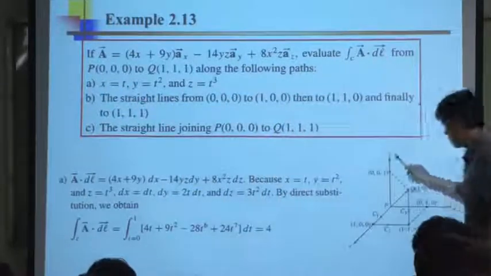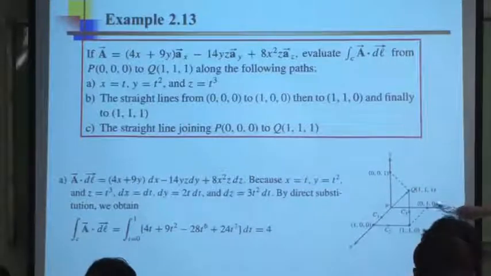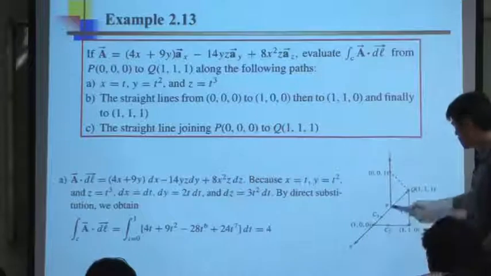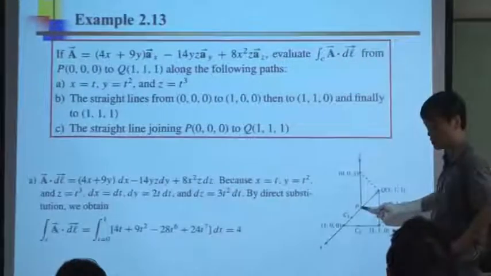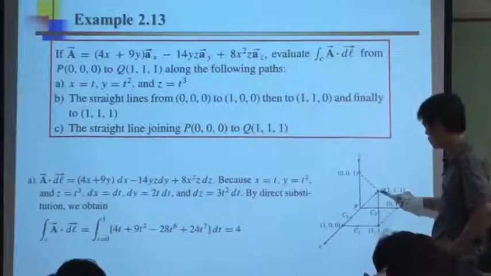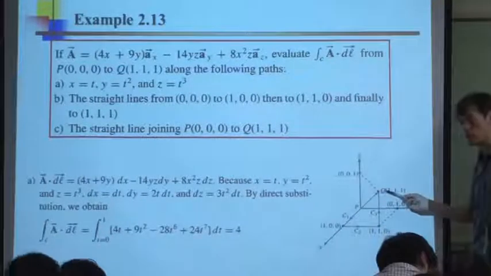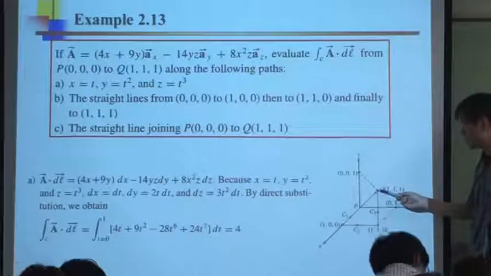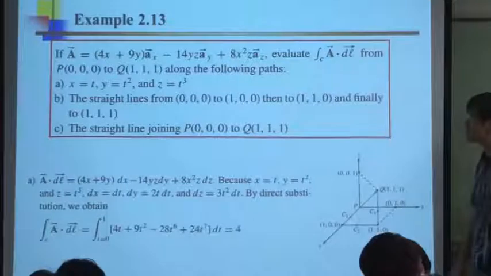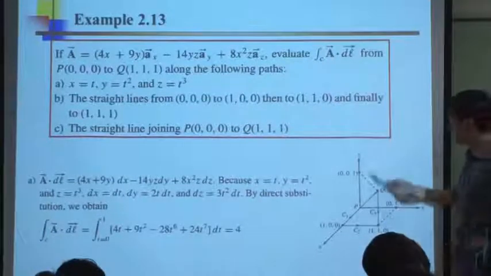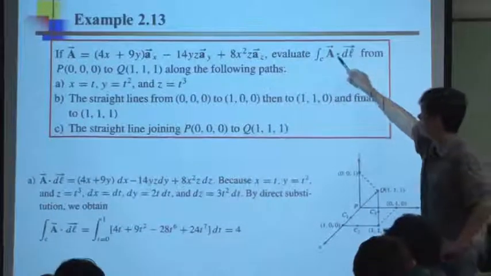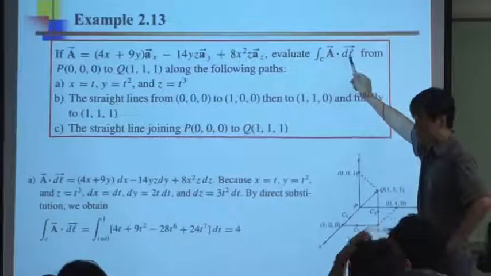On this coordinate, P is 0, 0, 0. So the P point is the origin point. Q point is 1, 1, 1. So the Q point is here. It is the destination point. So starting point and destination point. And you do this line integration with the dot product.